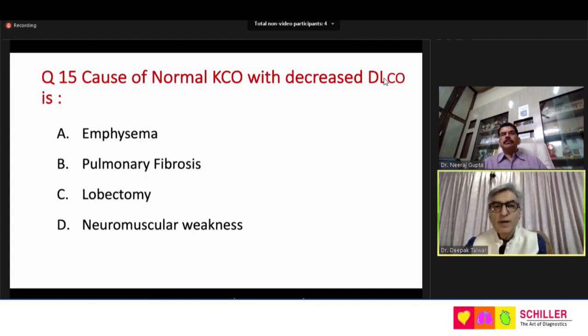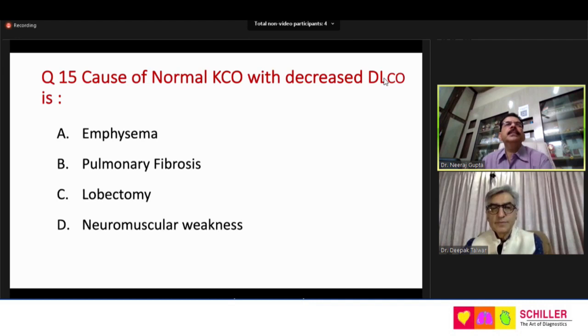So that brings us to question number 15, and I hand over to Neeraj again. Yes, I think this question and these kinds of examples will be more explanatory for the audience. So, cause of normal KCO with decreased DLCO: is it emphysema, pulmonary fibrosis, a case of lobectomy, or neuromuscular weakness? What can be the causes of decreased DLCO with normal KCO?